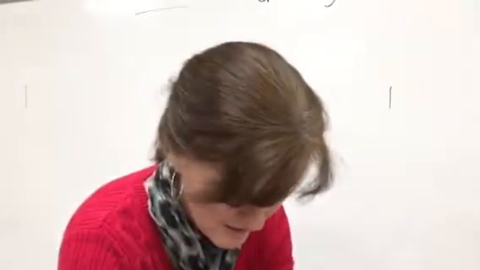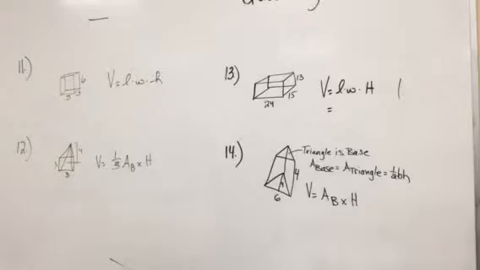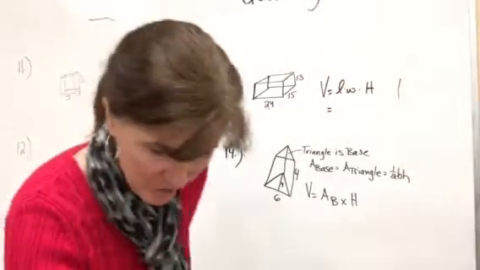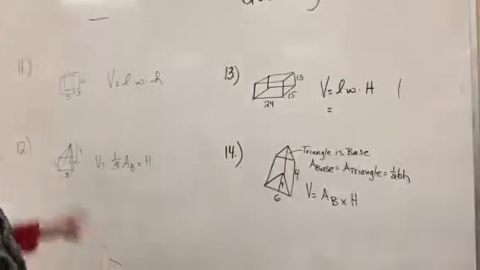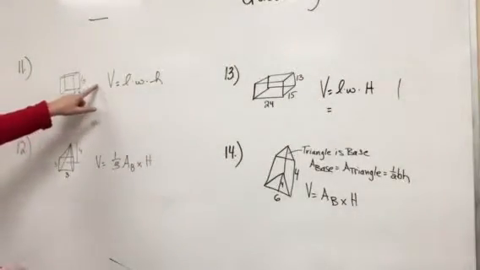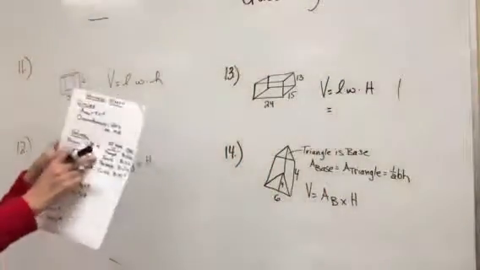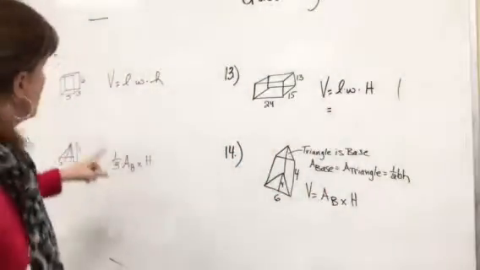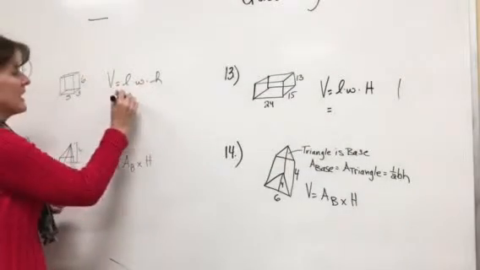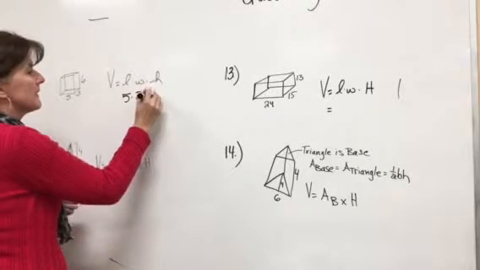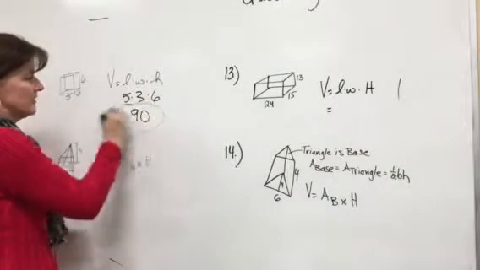Number 11 is a rectangular prism with base 5 by 3 and height of 6. So I've drawn it here. And again, the volume of a prism is the area of the base times the height. Area of the base, in this case, it's a rectangle, so it's 5 times 3, and then times the height, which is 6. So volume equals 15 times 6, which is 90.